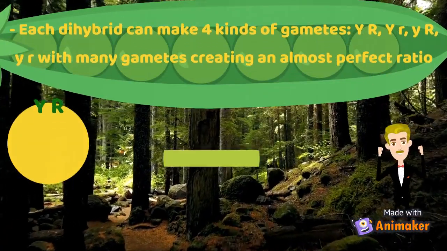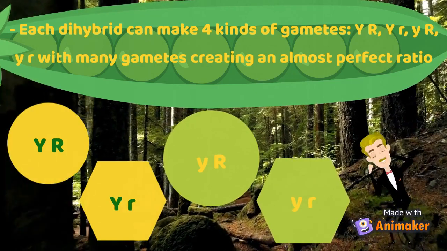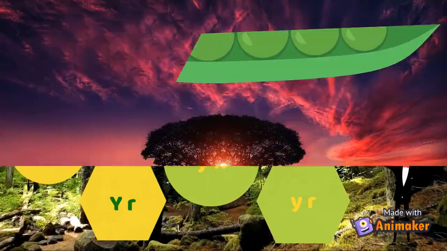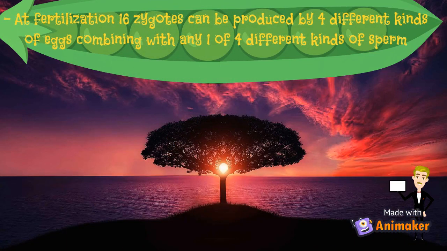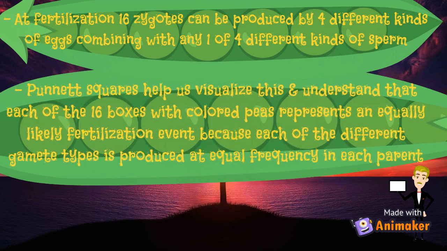Each dihybrid can make four kinds of gametes, with many gametes creating an almost perfect ratio of 1 to 1 to 1 to 1. At fertilization, 16 zygotes can be produced by four different kinds of eggs combining with any one of four different kinds of sperm. Punnett squares help us visualize this and understand that each of the 16 boxes with colored peas represents an equally likely fertilization event because each of the different gamete types is produced at equal frequency in each parent.